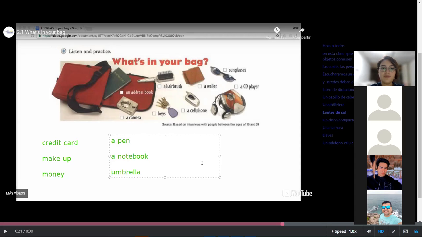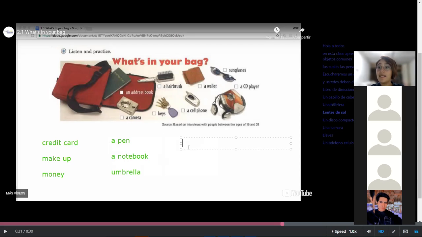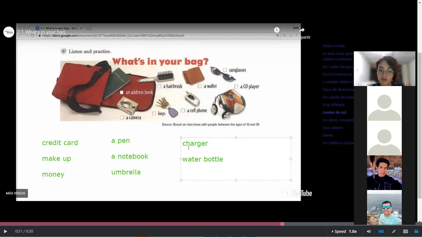Umbrella. You can carry maybe cell phone charge. A charger, yeah. A charger, a phone charger. Exactly. Phone charger. Yep. Maybe what else? Maybe you can have a water bottle. I don't know. You can have headphones, yep.